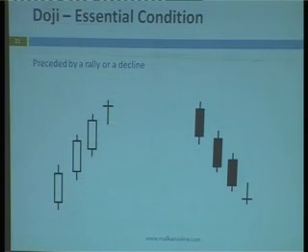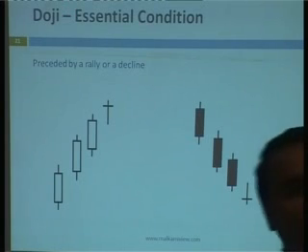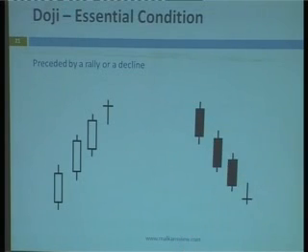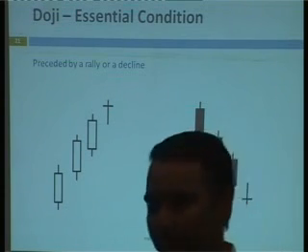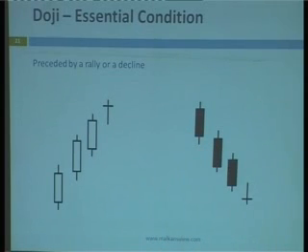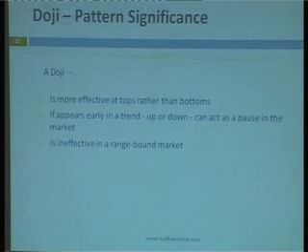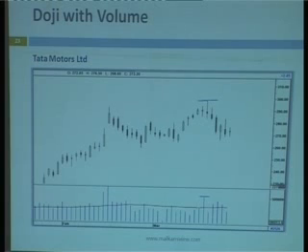Ideally, I have shown you that RSI concept also. So you do not take any trade which is between 40 and 60. If the trade comes above 60 or below 40, then I will take it. That means there is momentum in the stock and there is a trend. Dojis are more effective at the tops rather than the bottoms.